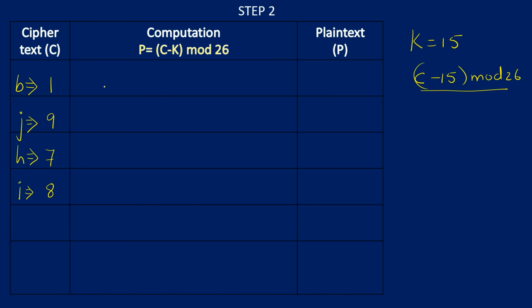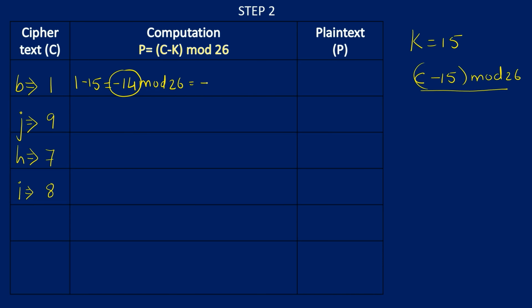So let us do that. The first number that is given to us is 1. So I have to deduct 15 from it. So what is the answer I get? Minus 14 mod 26. Now since I got minus 14, I have to do modular arithmetic. The moment you get a negative number, you have to do modular arithmetic. That is, I should bring this number minus 14 within the range of 0 to 25.